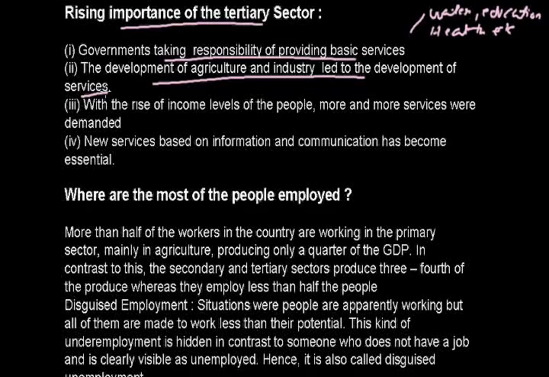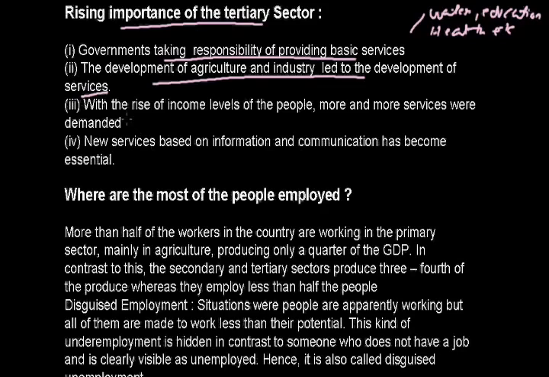So there will be rise in two things. The first one is the transportation sector is going to rise, and the second thing, the market sector is going to rise. And both these sectors are the part of service sector. So that proves your statement, the development of agriculture and industry has led to the development of services.